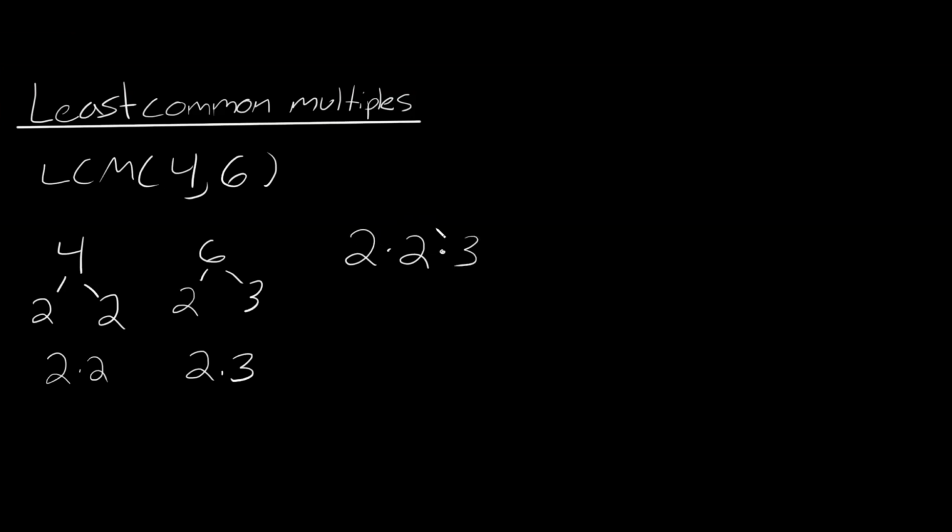So this is 4, and then times 3 is 12. And this is a much simpler method when dealing with larger numbers, right? Because you don't want to list out just a bunch of multiples of giant numbers in order to find the least common multiple. So we do this.